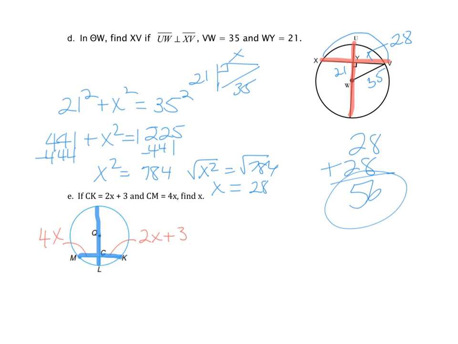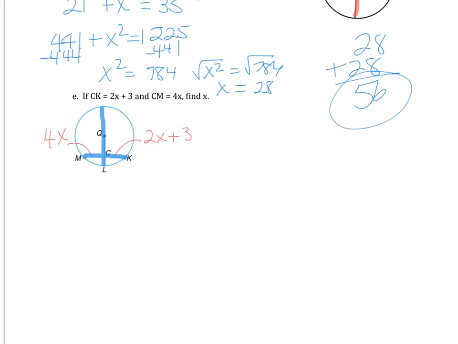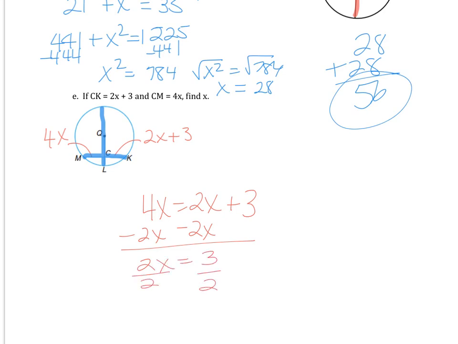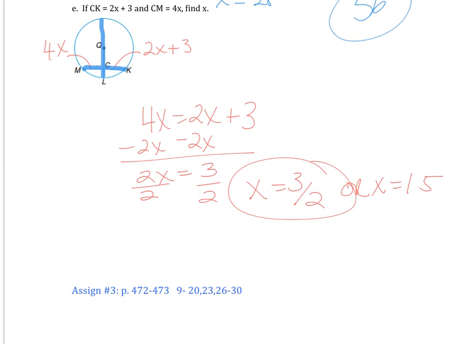So I've got 4x equals 2x plus 3. Using what we know for algebra, I'm going to subtract this 2x first. So 2x is equal to 3. Divide both sides by 2. x is equal to 3 halves. You want to put that as a decimal, or x is equal to 1.5. Either way, it's fine.